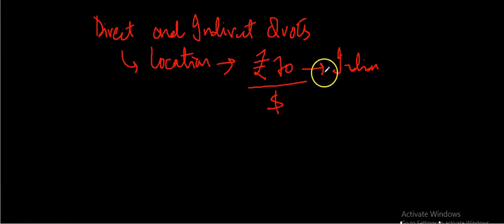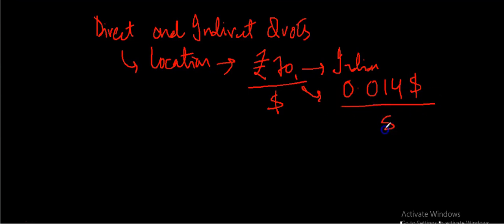So we can say that a direct quote is a quote in which the domestic currency is put as a numerator, and an indirect quote is a quote in which the domestic currency is put as a denominator. To convert this direct quote into the indirect quote, we simply need to invert this quote. After inverting this quote, it will become $0.014 for a rupee. Now, this quote is a direct quote for an American, while an indirect quote for an Indian, because the numerator currency is a dollar, which is a domestic currency for a US citizen.